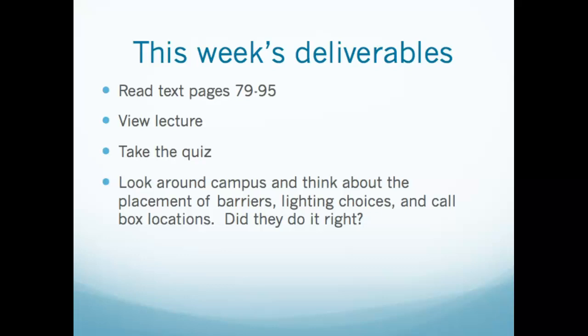This week you have some deliverables. You should have already read the text, pages 79 to 95, which I believe is chapter 6, if I'm not mistaken, on barriers and lighting. You view the lecture, which you are just finishing now, so you're good to go there. Print out the slides, as you have in previous weeks, and take your notes on there, and you're going to go take the quiz.